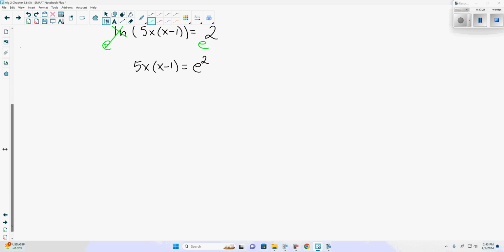Now at this point, on the other side, we can still distribute the 5x like we did on the last one, which gives us 5x squared minus 5x is equal to e squared. Questions on this here?